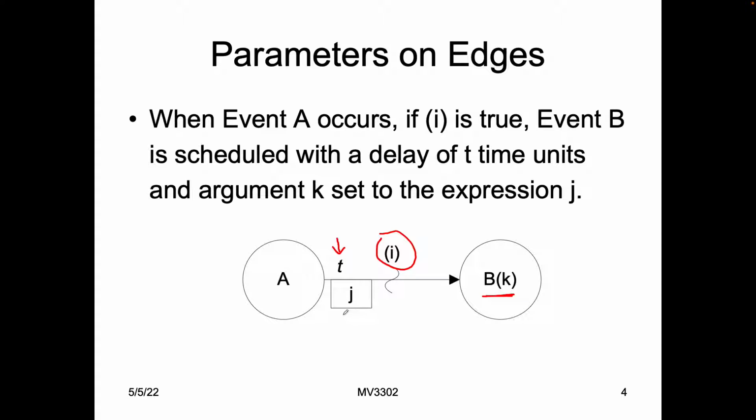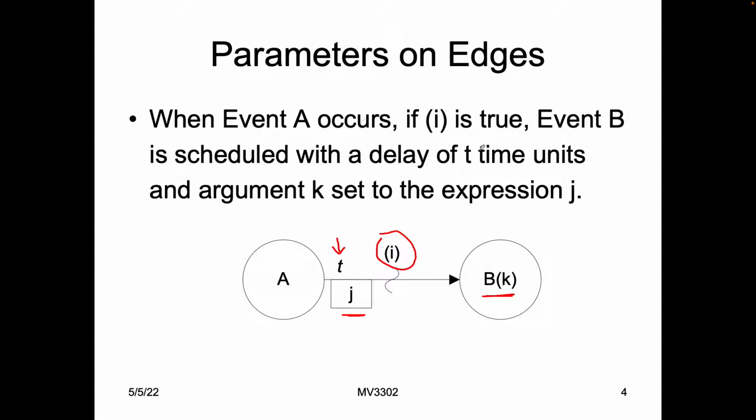But now we have an additional piece here, and that is an expression J, which needs to be coherent with the argument. In other words, if K is an integer, then J has to be an expression that evaluates to an integer, just as if we were invoking a method. If we have a method that has an argument that's an integer, we would need to call it with a parameter. And when we call it, we'd have to pass an expression which evaluates to an integer.